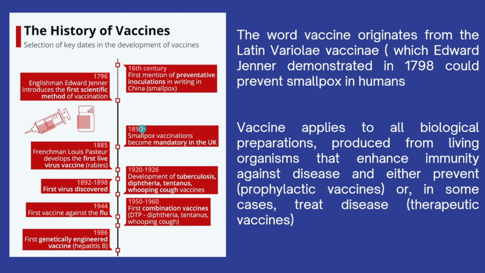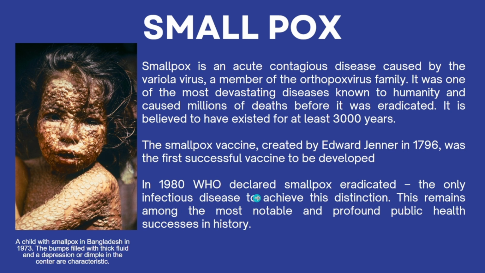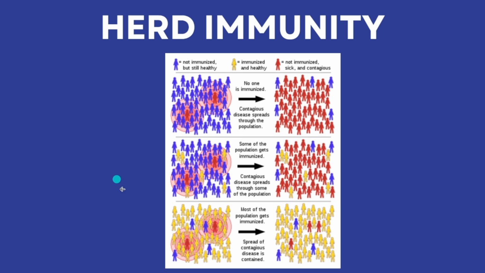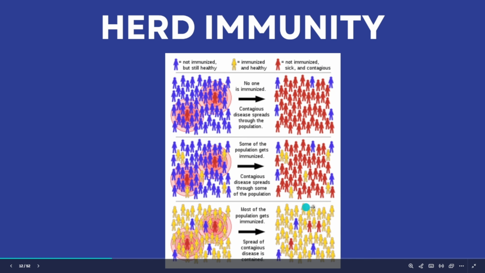1796, and then after the early 19th century, many countries start to make the smallpox vaccination mandatory. After 100 years, in 1980, WHO declared that the smallpox virus had been eradicated in the world. So that's why vaccines matter, and this is caused by herd immunity.